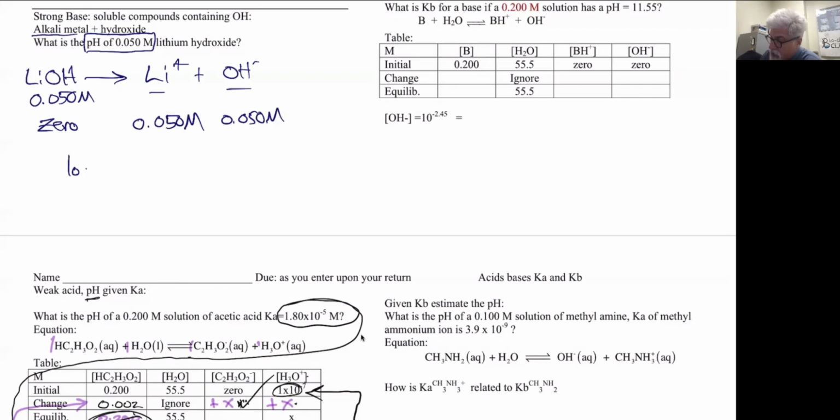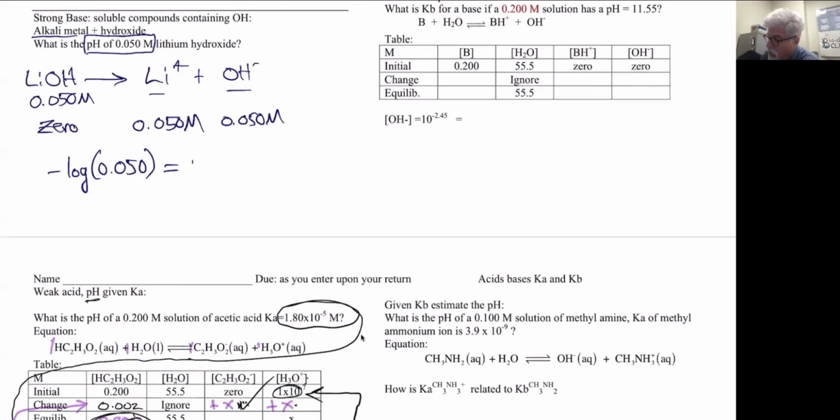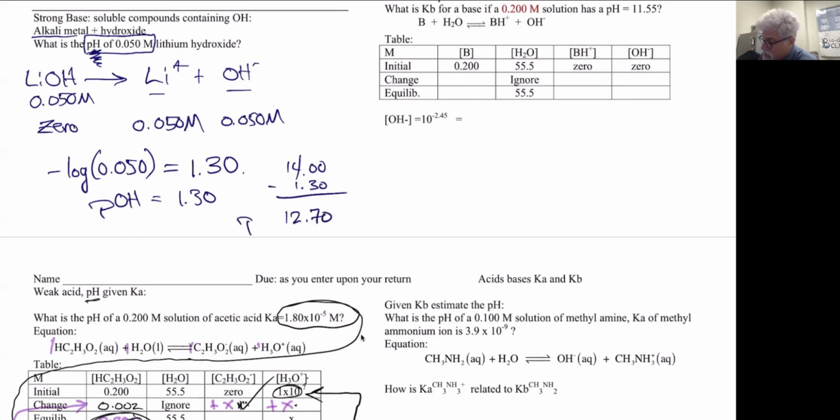If I take the log but change the sign of that log, I will get 1.30. But that is the pOH. I'm asked for the pH. And so I take the number 14, subtract 1.30. I have 12.70 as the pH.